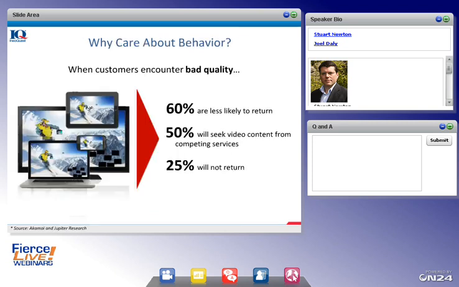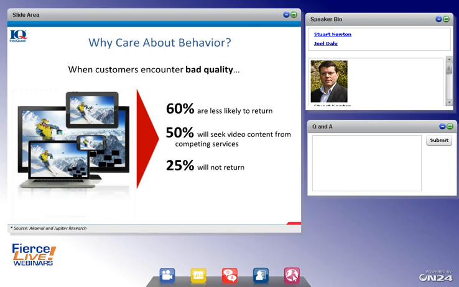So here are some statistics that we have gathered in the market, as well as working with some of our customers. These happen to be from Akamai and Jupiter Research. Why do we care about operational analytics in general? Bad quality video on the network has an impact on your revenue. We've seen that 60% of subscribers are less likely to return if they see bad quality video, and 50% will try to seek alternative services.